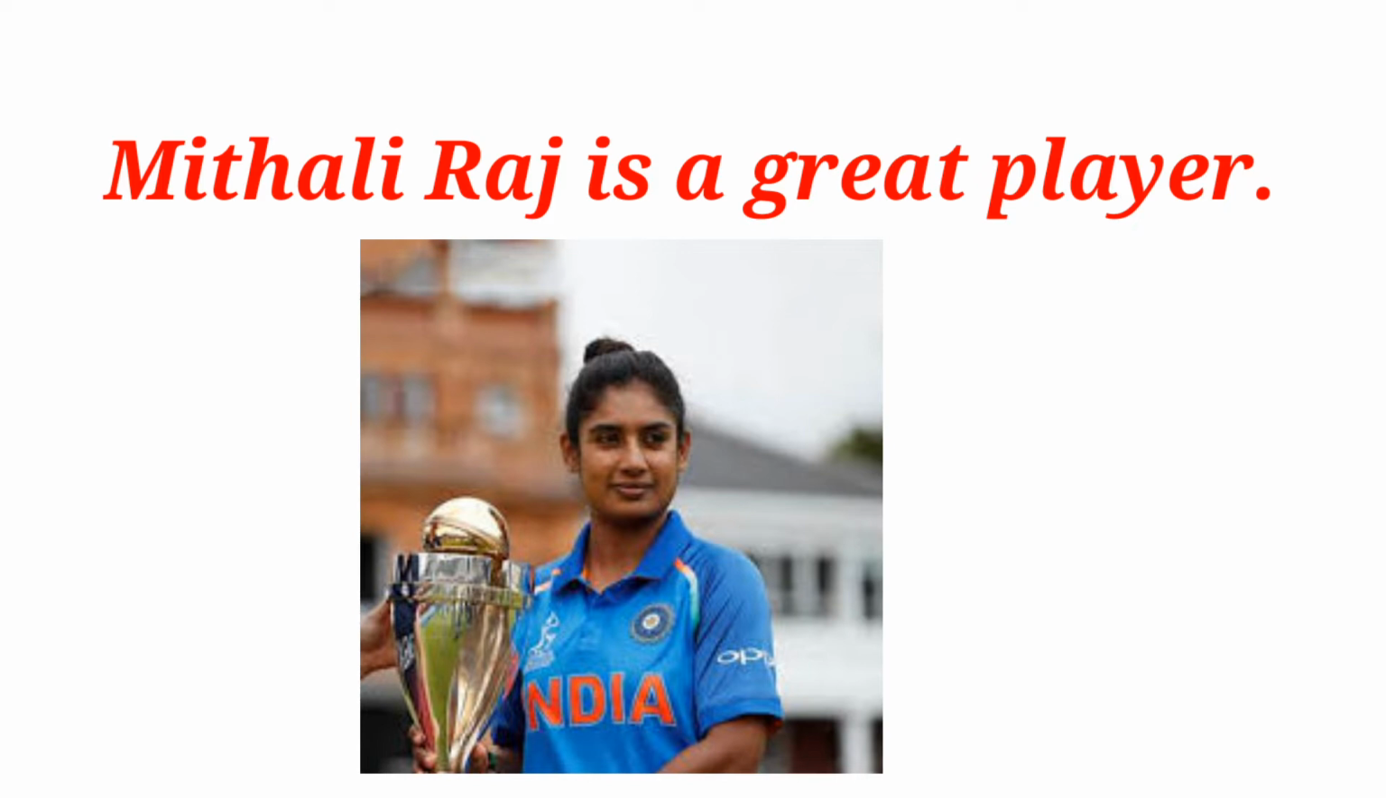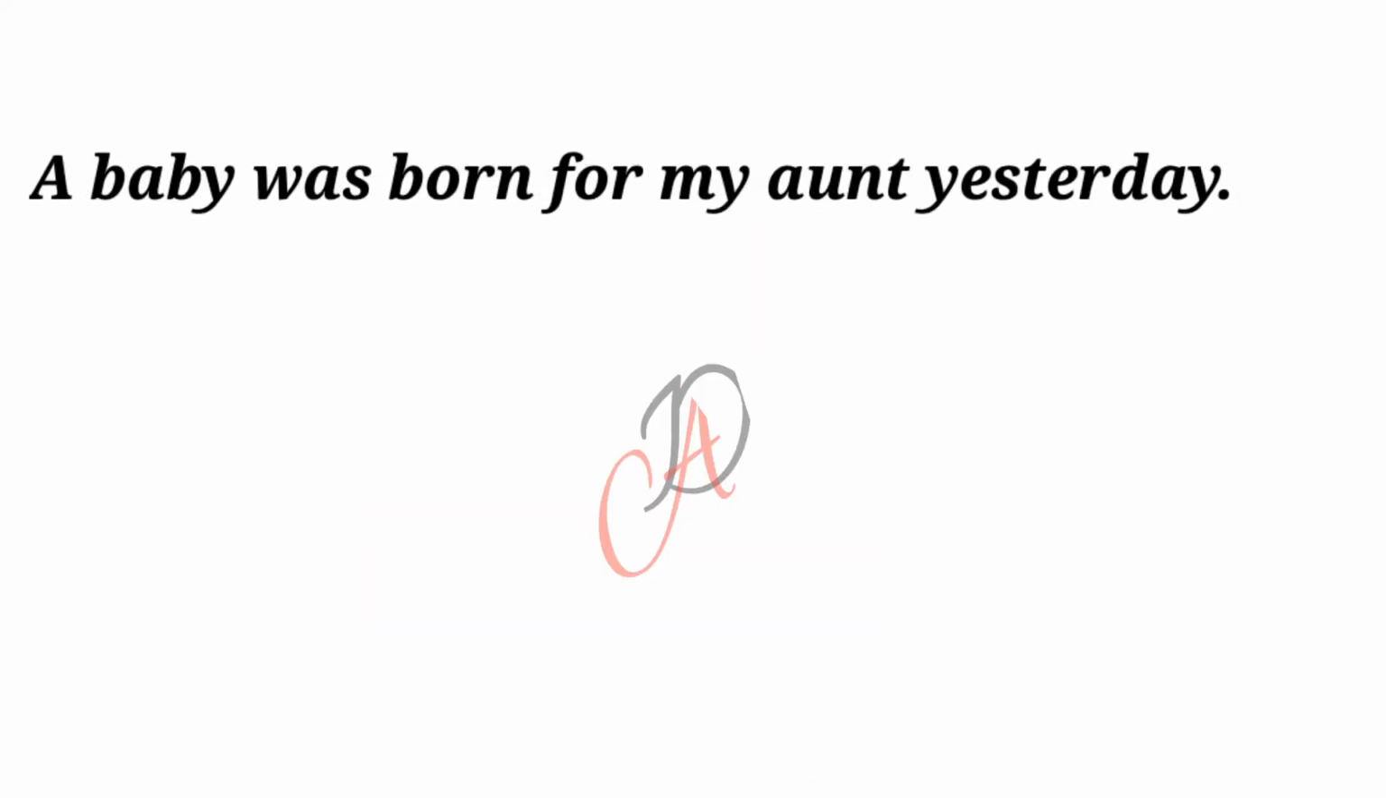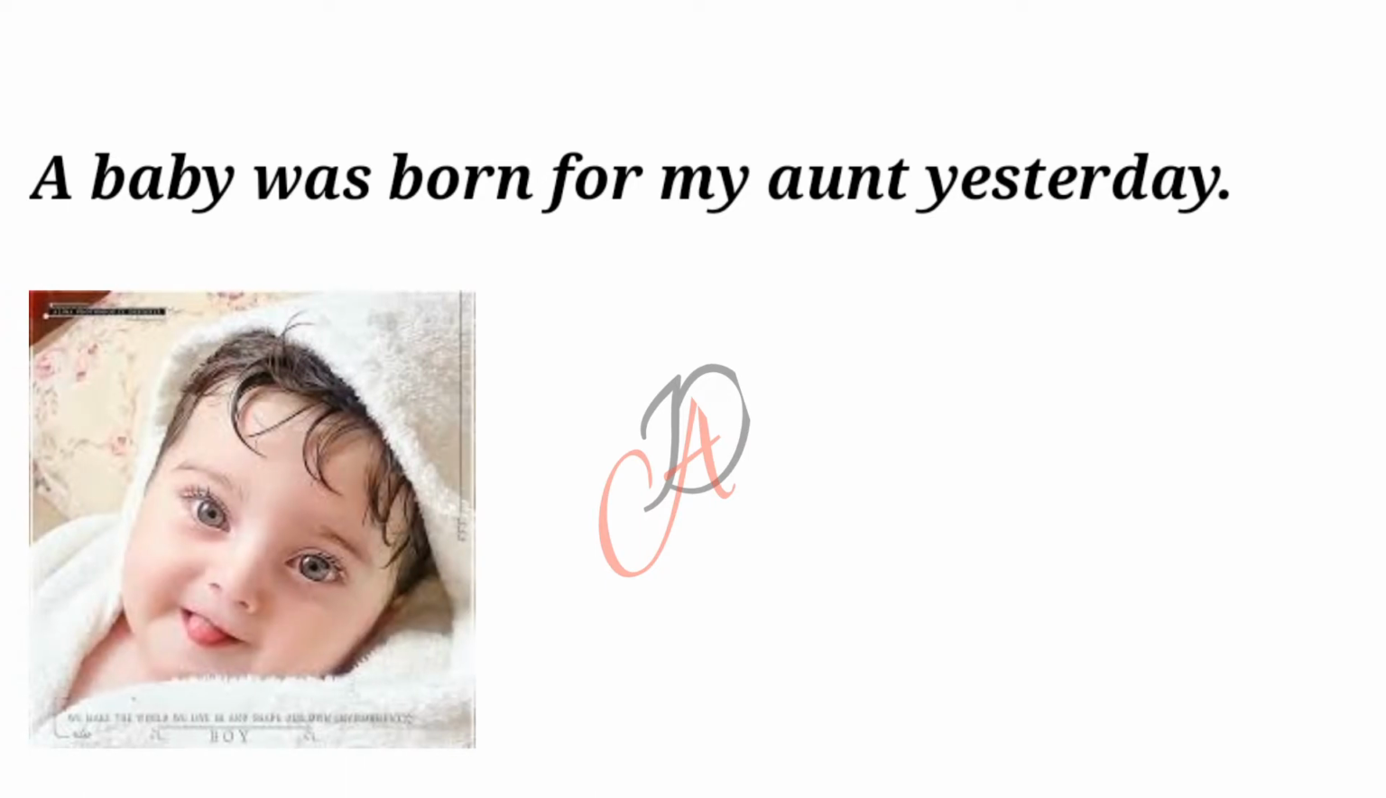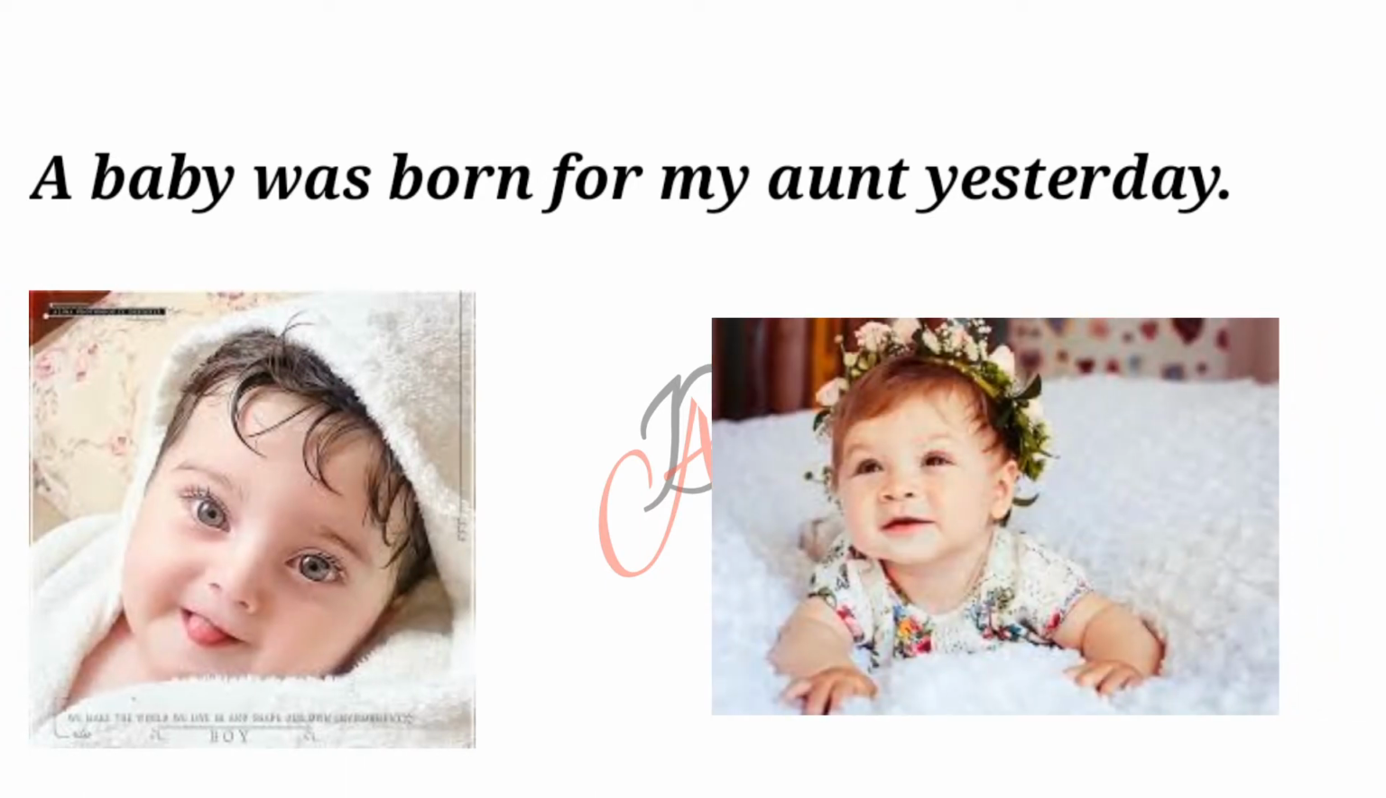Okay, let's understand with another example. A baby was born for my aunt yesterday. In this sentence, the baby is a common gender because the baby may be either a boy baby or a girl baby. Hence, baby is considered a common gender. Hope you understand what exactly a common gender is.